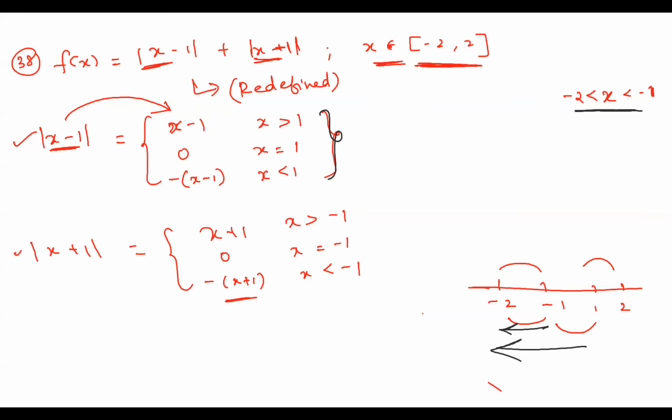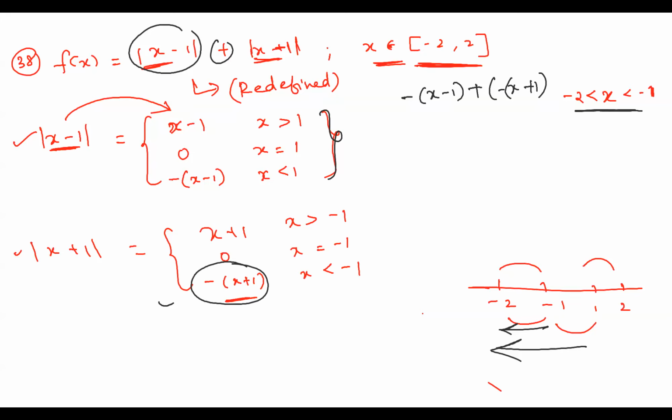So I will write mod of x minus 1 as negative of x minus 1. Sorry, mod of x plus 1, what should I write? Minus of x plus 1. I will take this one. Did you understand why I took that? That is more important for me. Guys, concentrate. Did you understand why I chose this function and this function? Because I am not choosing it. I'm breaking the domain in such a way that in that domain, I'm checking which function is working.